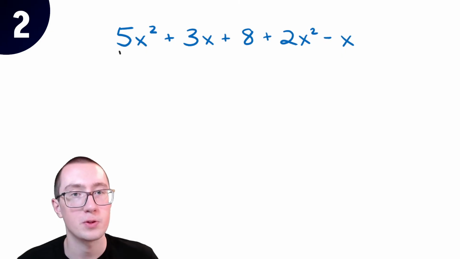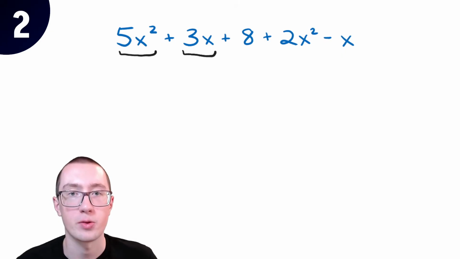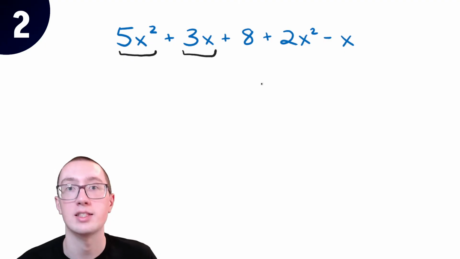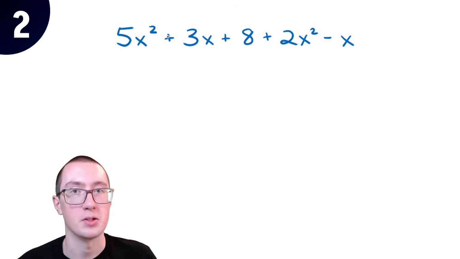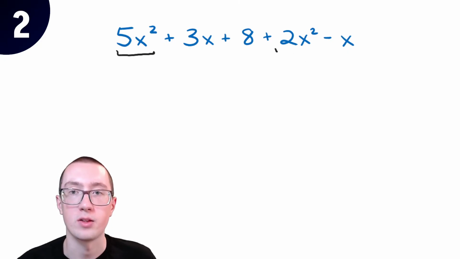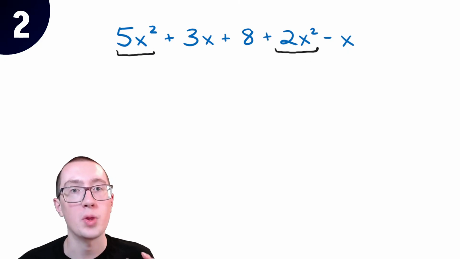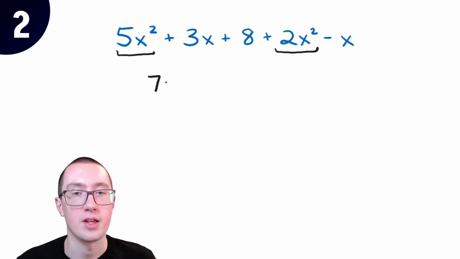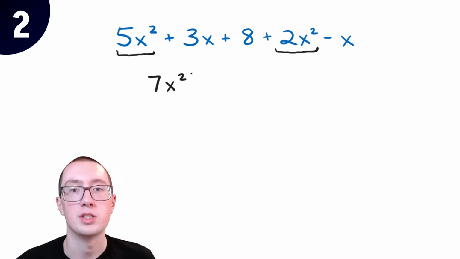Even though this, for example, like 5x squared and 3x, even though these both have x in them, we cannot add them together. For something to be a like term, they have to have the same letter and the same exponent. So we cannot add these together, but we can combine the 5x squared and the 2x squared. Because they both have x squared, we can combine like terms. So 5 plus 2 is 7, and they both have x squared, so the x squared is going to stay. And these combine into 7x squared.